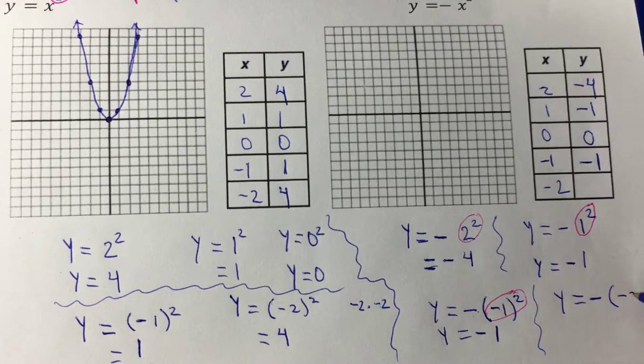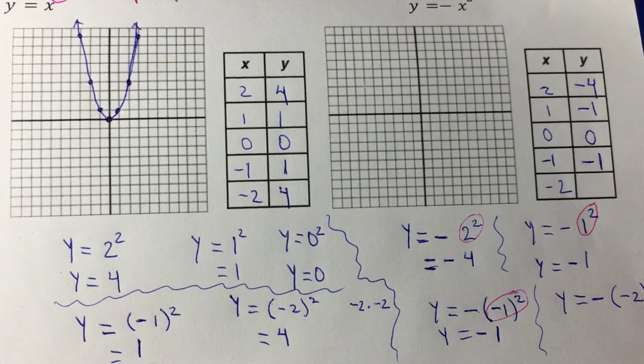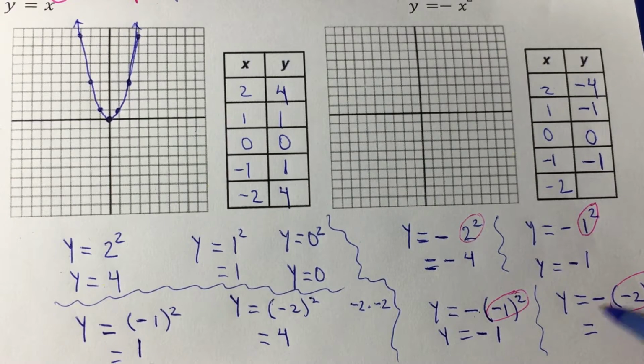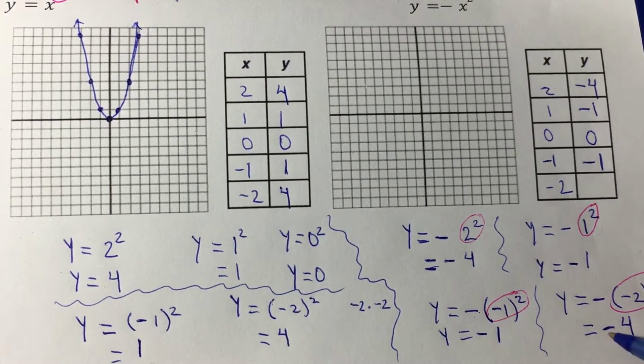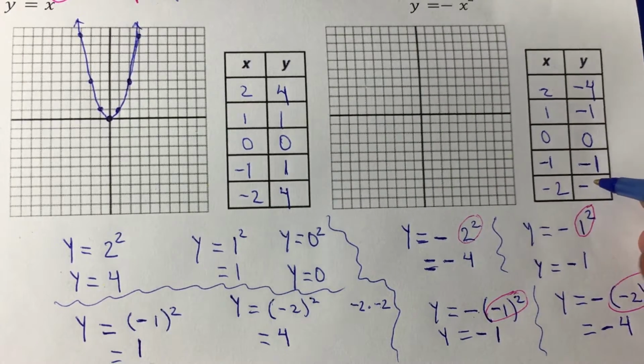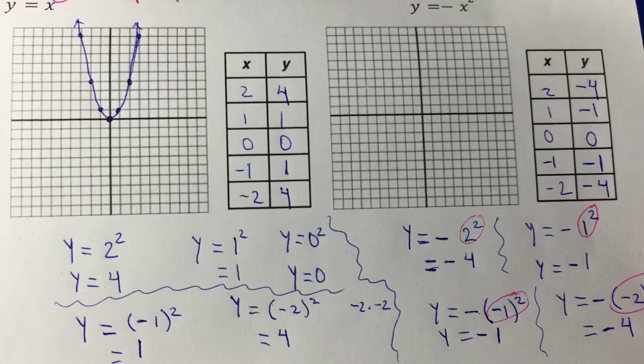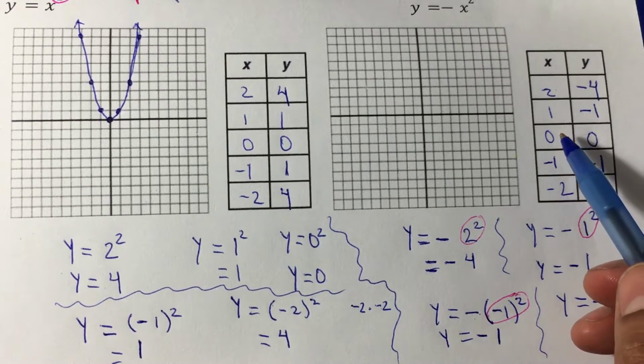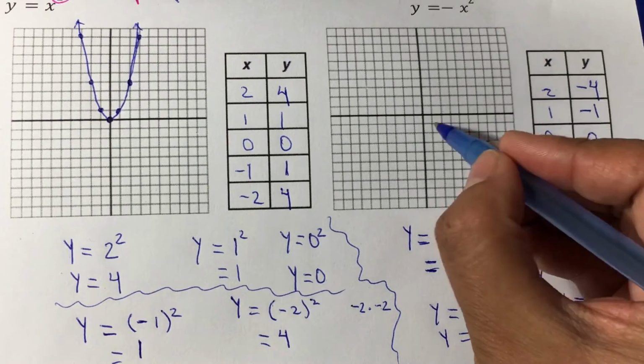For the next one, y is equal to, bring down the negative from the equation. Replace negative 2 in place of the x. That's squared. Remember that we're going to square it first. Exponent comes before multiplication, so bring down the negative. Negative 2 squared means negative 2 times negative 2, which is positive 4. But we have that negative because of this in the equation. So negative 4.